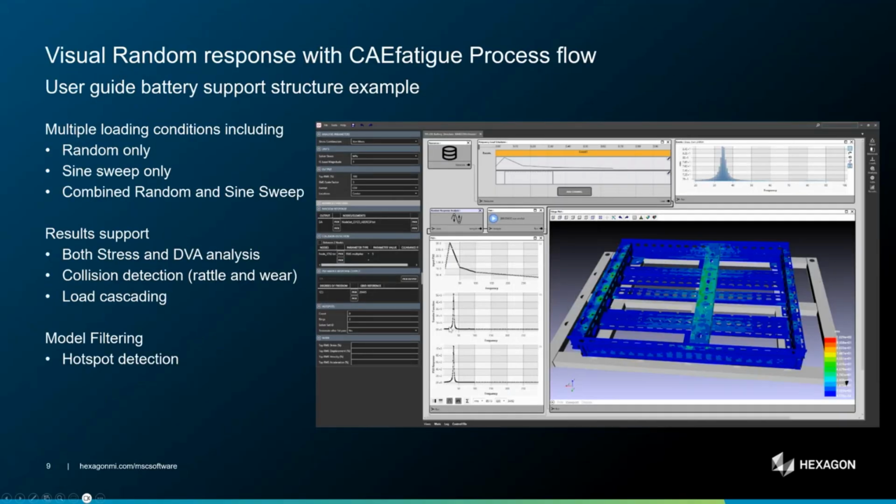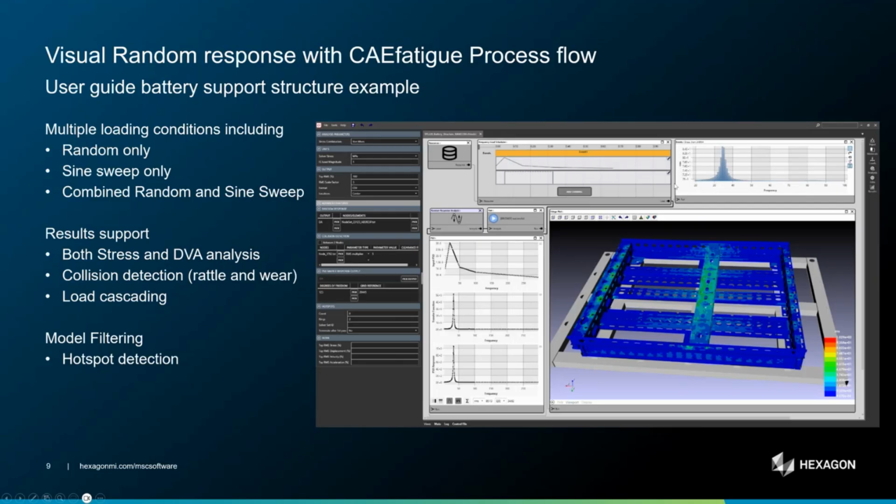The visual random response has, as I mentioned, always been, for many months and years, the winning token for CAEfatigue, because we were the first to lay it out like this. You have, in this case, for example, a superposition of a power spectral density and a sine sweep. And then we perform, there is no fatigue analysis in this particular case, it's only random response. And you can see what happens here. Essentially, you have the input PSD, the transfer function, the resulting power spectral density, and then you can see how the frequency sweep is being picked up on the mesh side.